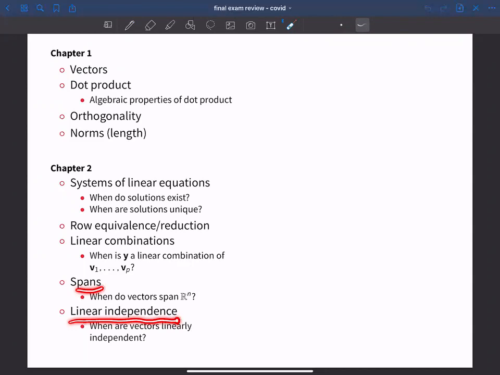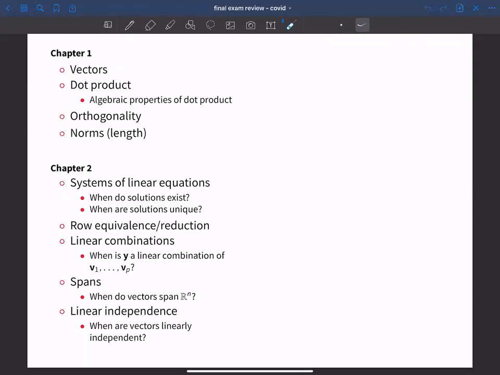With these two topics in particular, you should know the algebraic definition of what it means for vectors to span or to be linearly independent. But you should also have a geometric picture in your head. When someone says these vectors span, you should have an idea of what that means in terms of a picture, or with linear independence. That goes for a lot of things. There are a lot of algebraic concepts we define, but there should be geometric intuition that goes along with them.